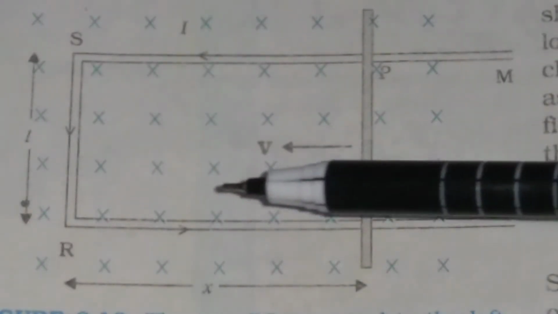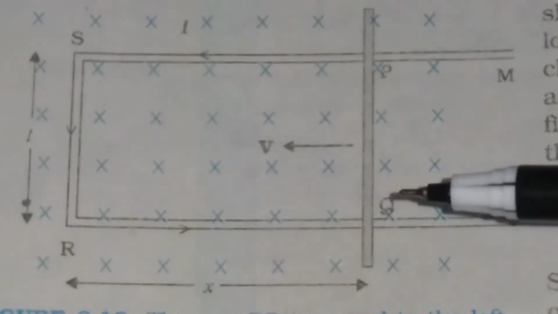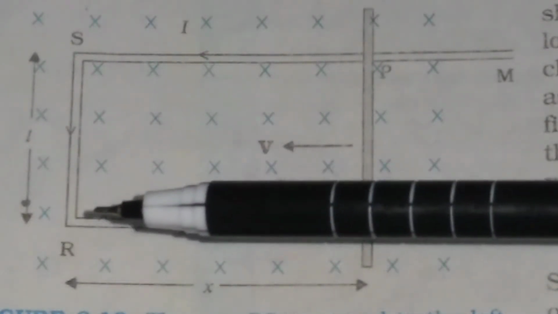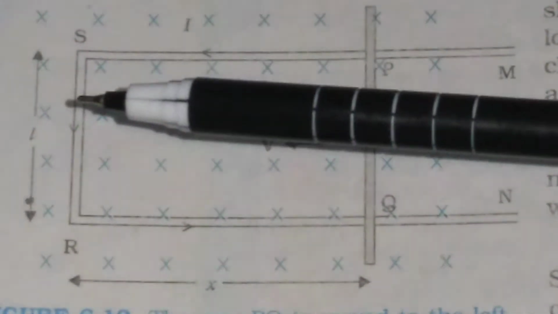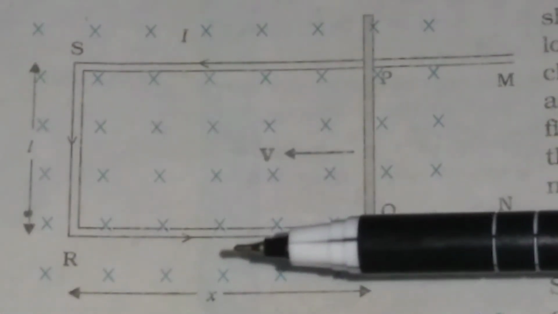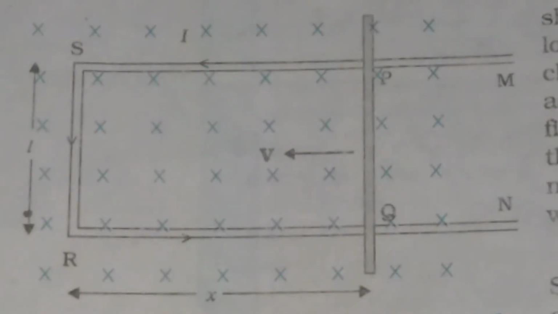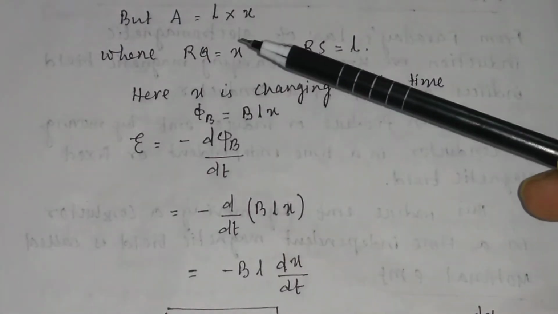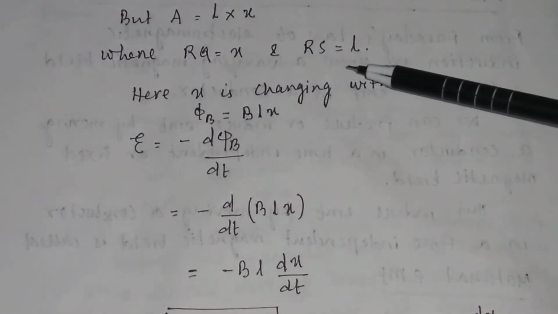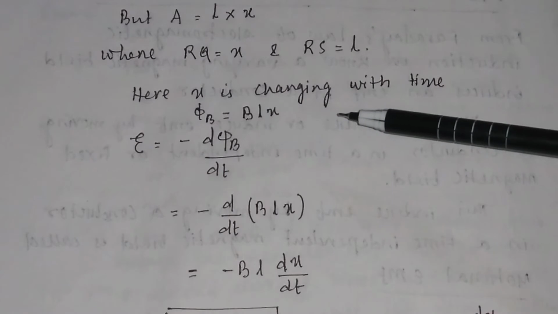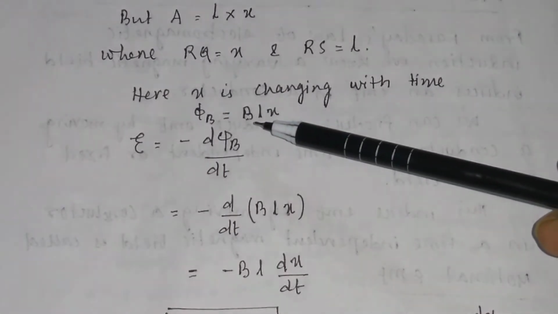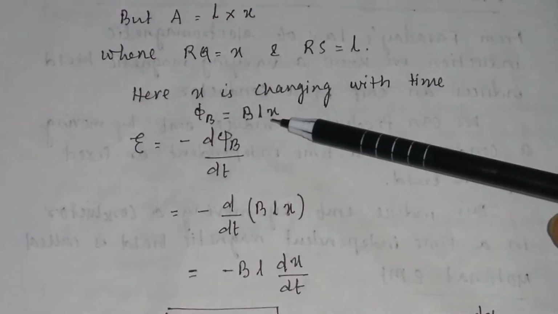Here we have taken the distance RQ. This distance is equal to x, and we have taken the distance RS. This length is equal to L. So the area of this loop will be equal to L into x. So area A is equal to L into x, where RQ is equal to x and RS is equal to L. Here x is changing with time. So phi B will be equal to B into area, that is B into L into x.